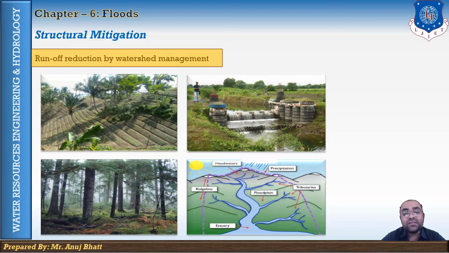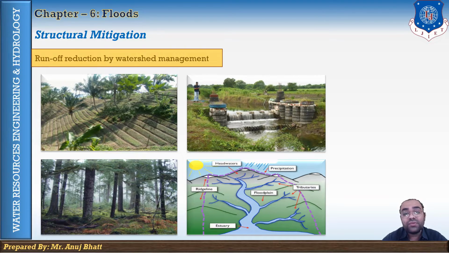Thus, watershed management is a primary part of soil conservation, which helps us in mitigating the flood in the watershed, prolonging the life of the reservoir, and improving the fertility of the soil. It also increases the travel time of flood because the magnitude of the peak flood becomes less. So, these are the structural mitigations.